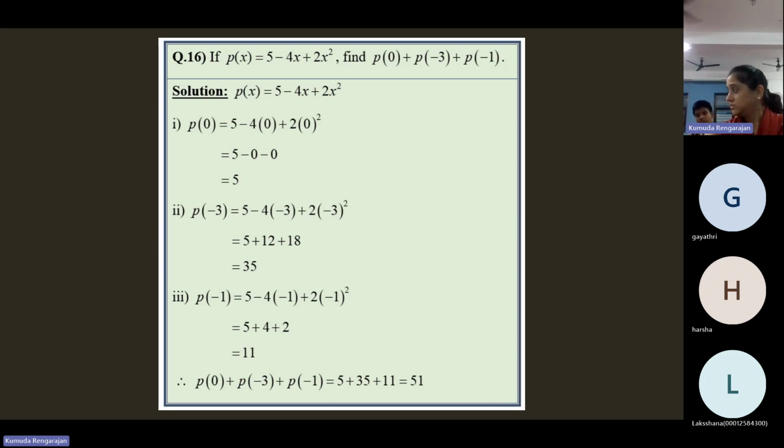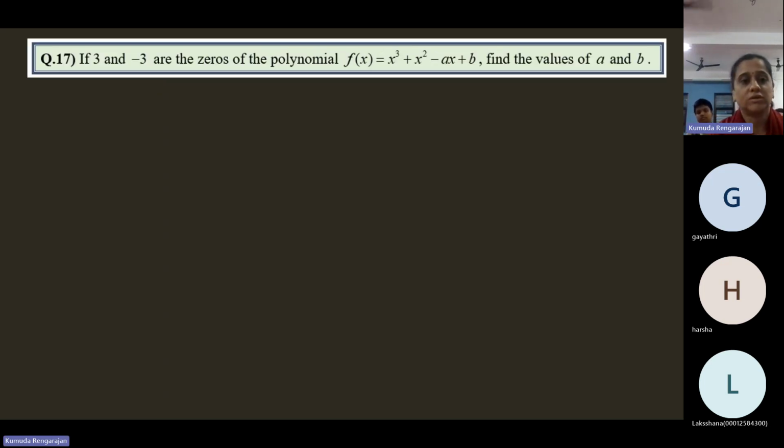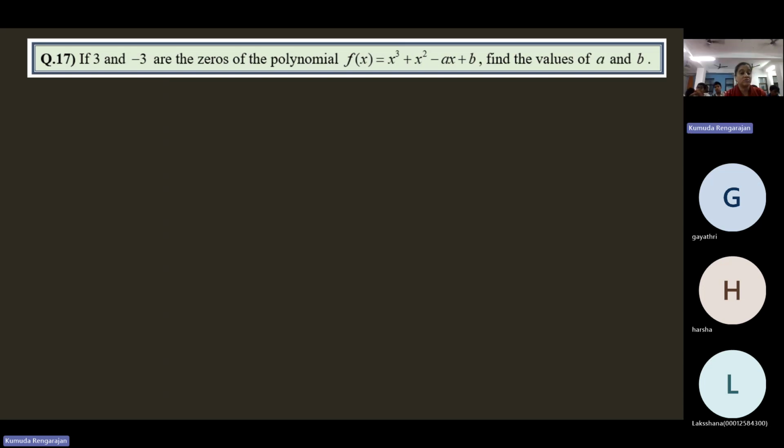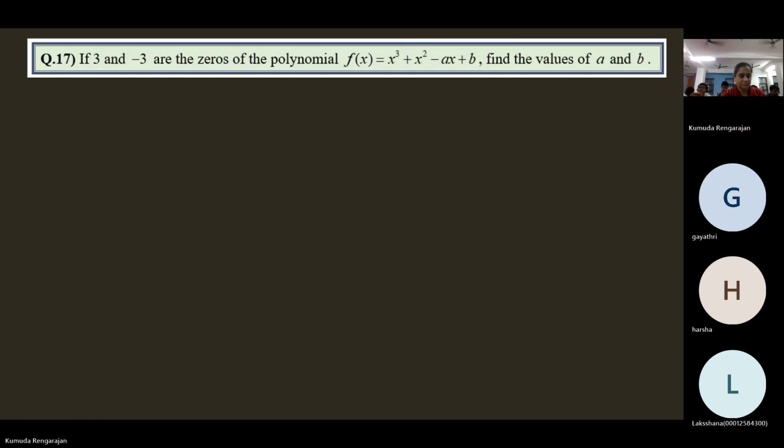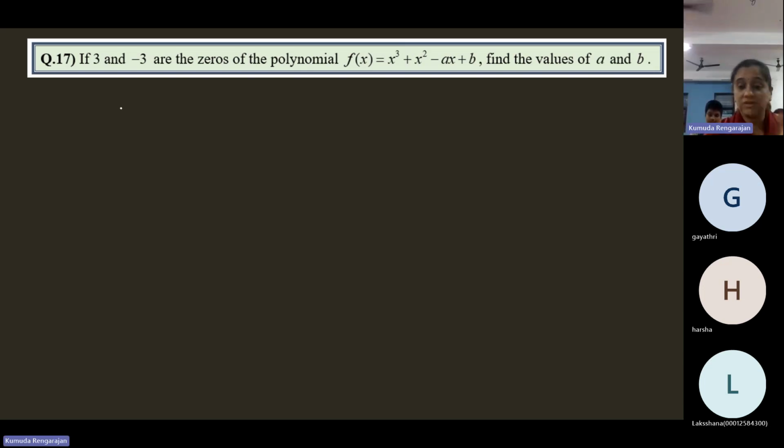Finished? Okay. If 3 and minus 3 are the zeros of f of x, find the values of a and b. See, in the earlier questions, you were given the factors. Here, the zeros are given straight away. That means what? X is equal to 3. X is equal to minus 3.